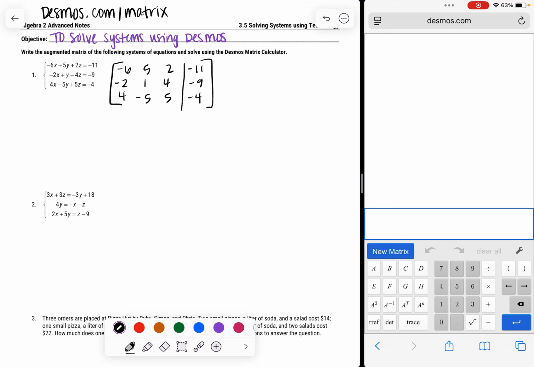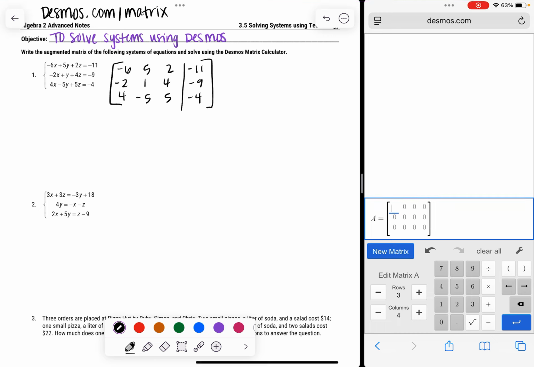Now, the way that this is going to work in the calculator, you're going to take your matrix. I'm going to call it a new matrix, and it's going to be A. I'm going to say I want it to have 3 rows and 4 columns. And then I'm going to go in and type in all of my values from my matrix, -6, 5, 2, -11, all the way down to -2, 1, 4, -9, 4, -5, 5, and -4. And then hit enter.